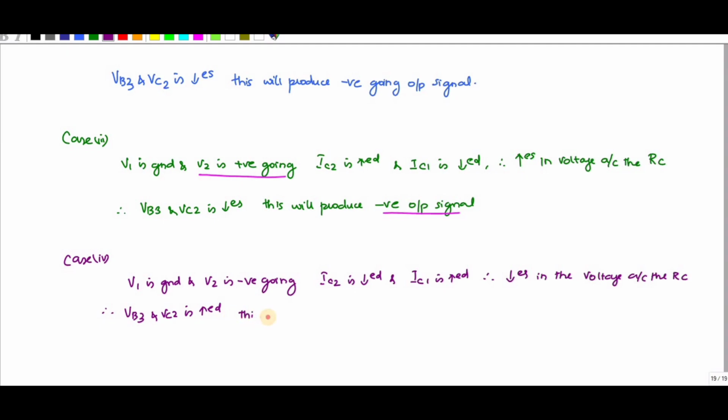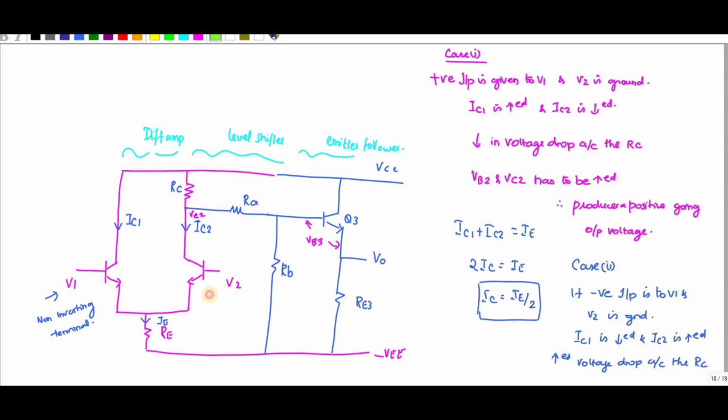So this will produce a positive output signal at the output, right? So for the V2, I have given a negative signal. I am getting a positive output. So therefore, the V2 is called the inverting terminal. Okay, I hope you have understood this one. So let us discuss one problem based on this.